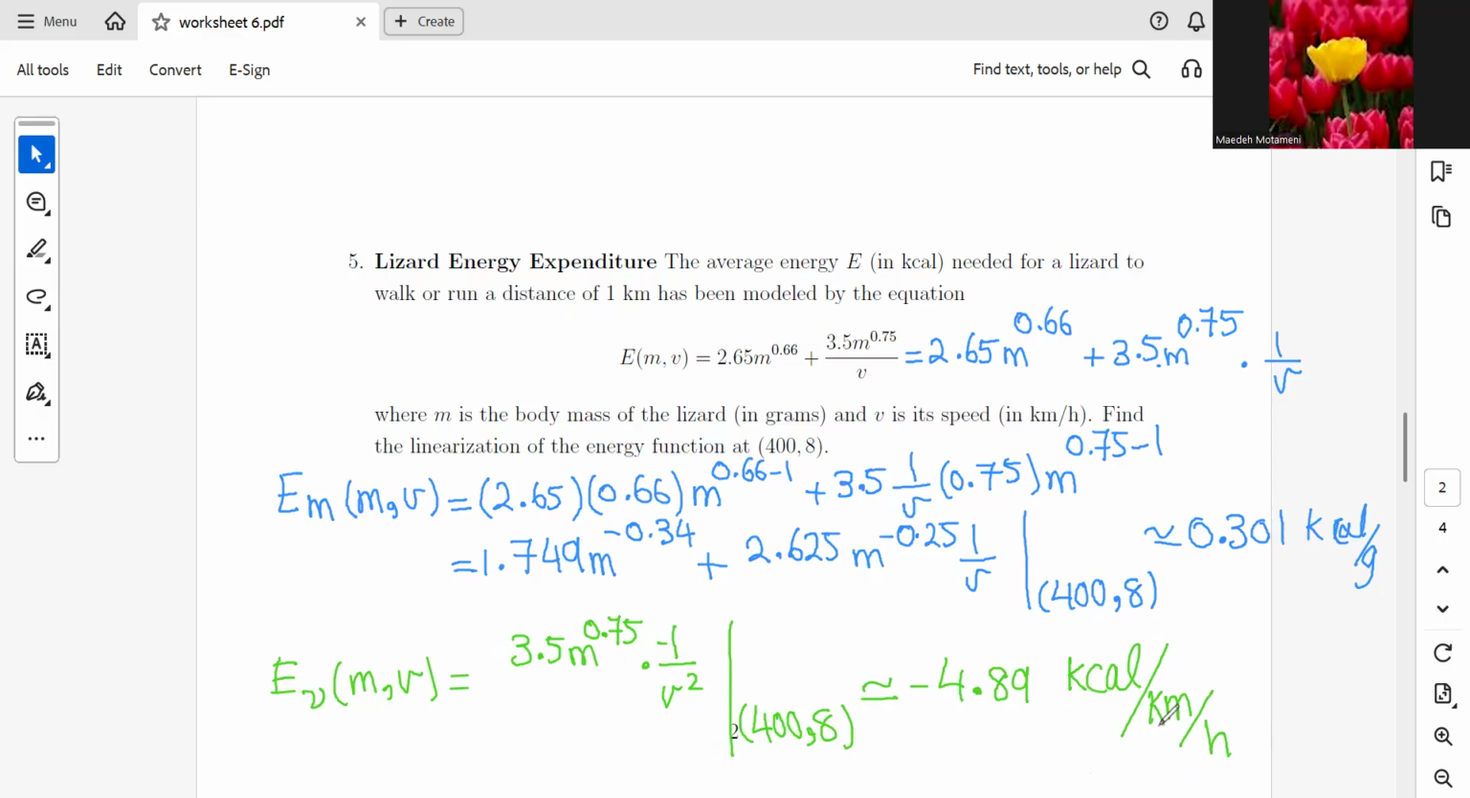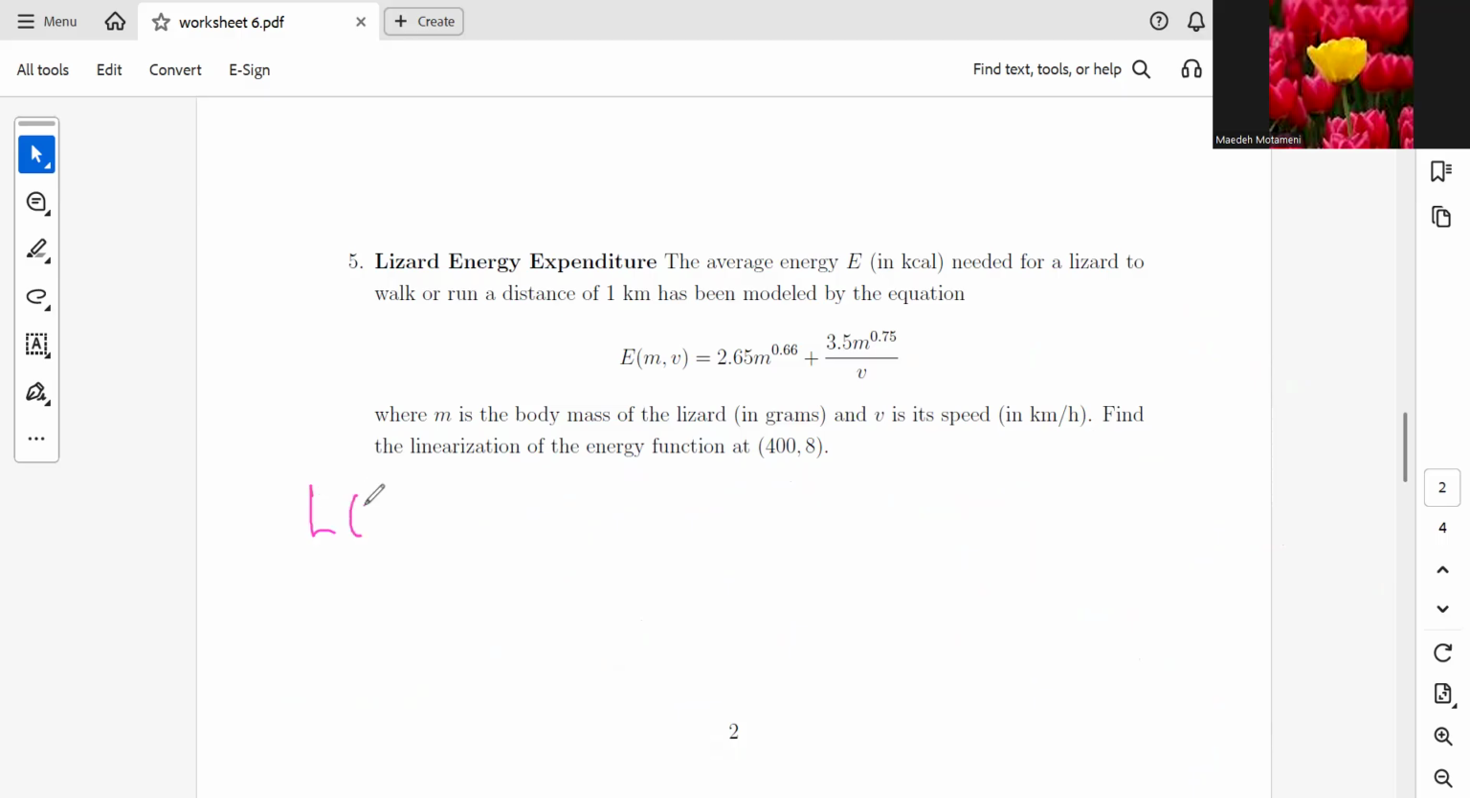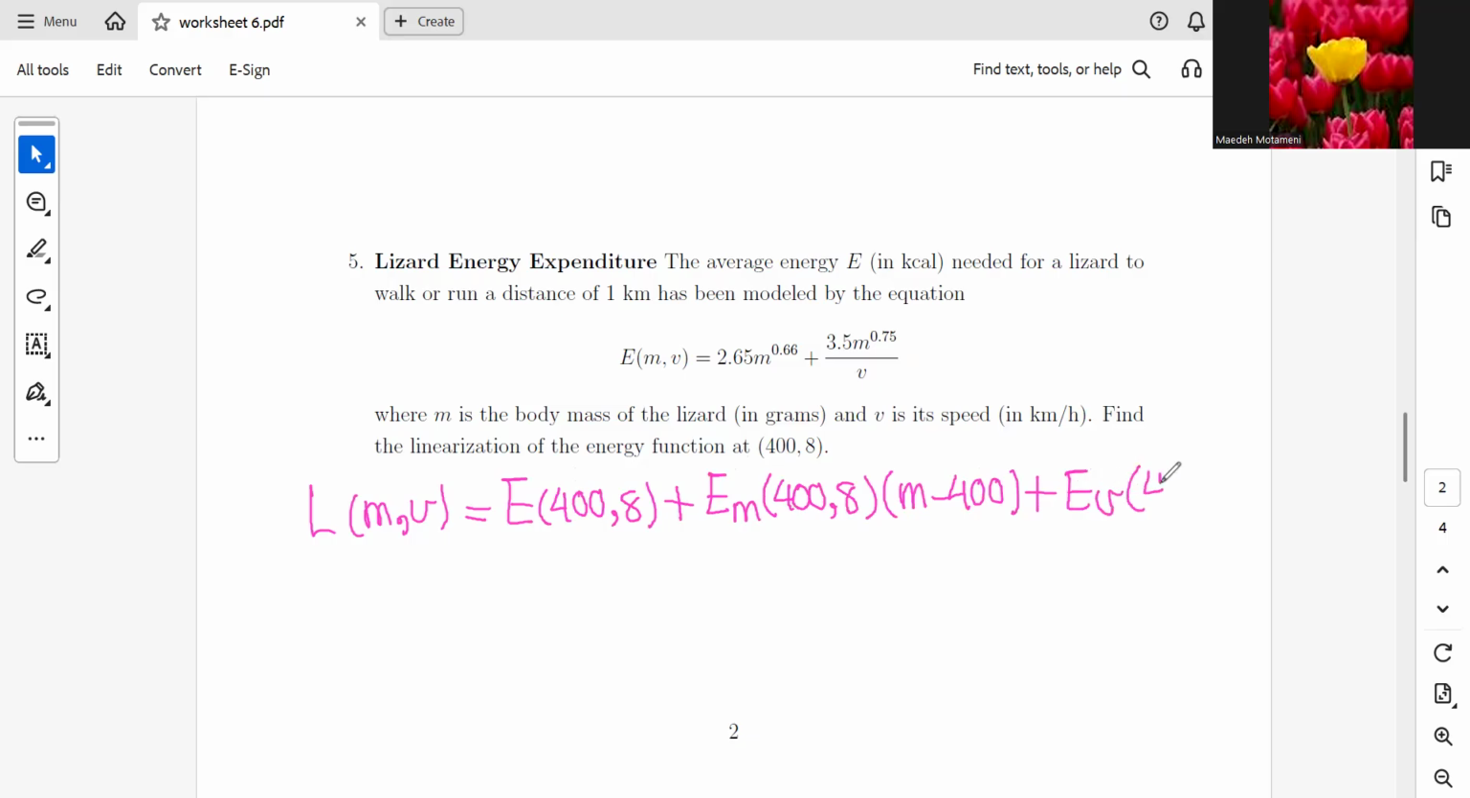Using these two and the amount that we found for this, we're going to follow the formula of linearization, which will be L of m and v equals E, the evaluation of the function at the point 408, plus the partial derivative with respect to m at the point times m minus 400 plus the partial derivative with respect to v at the point times v minus 8 here.